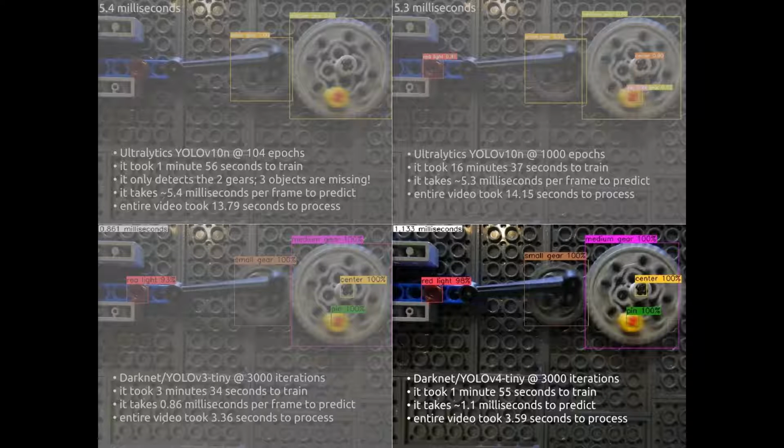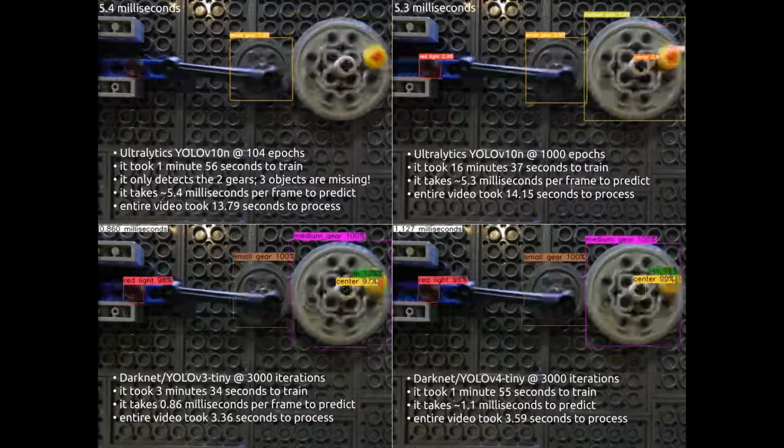Darknet YOLOv4 Tiny at 3000 iterations is in the lower right corner. It took under 2 minutes to train. It takes about 1.1 milliseconds per frame to predict. The entire video took 3.5 seconds to process.